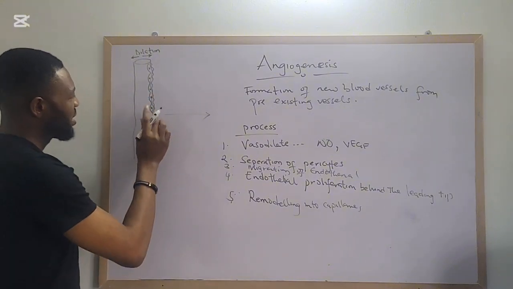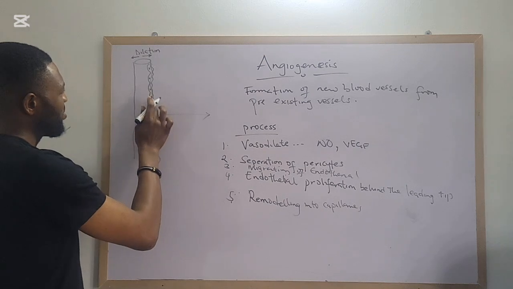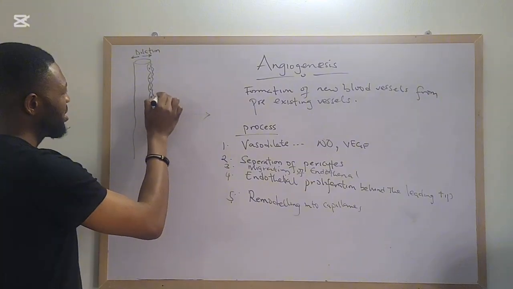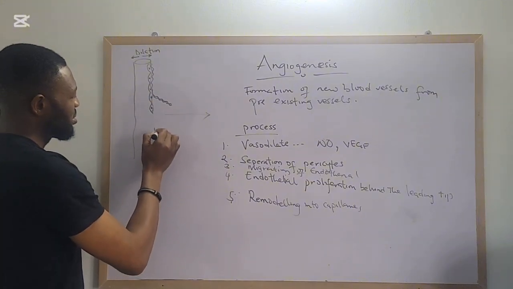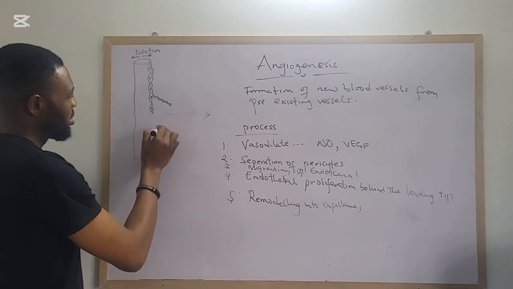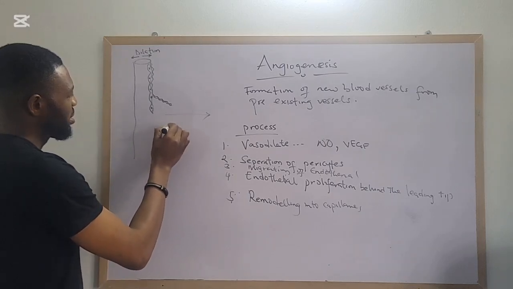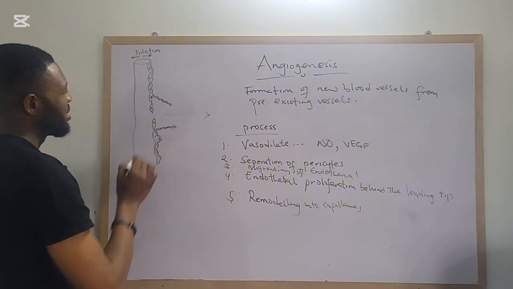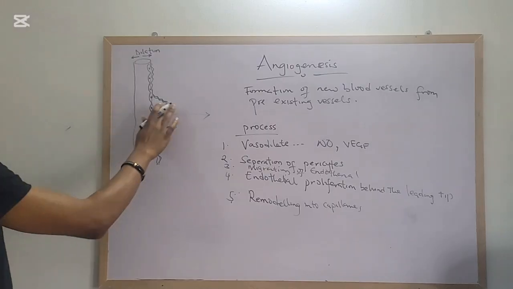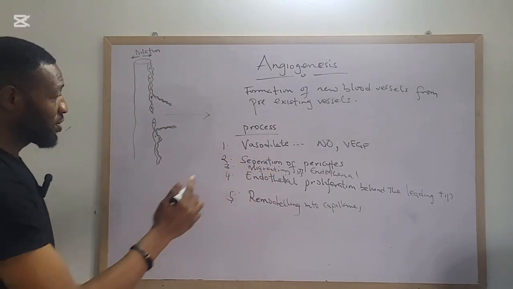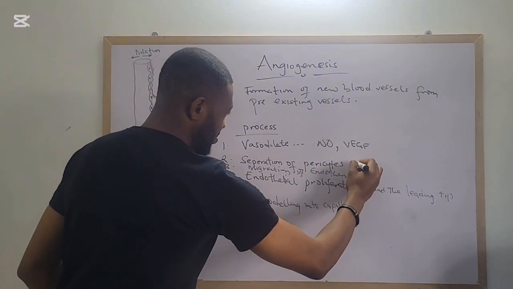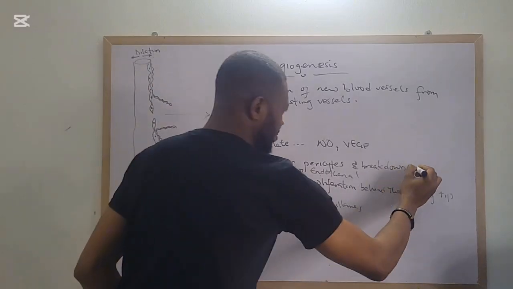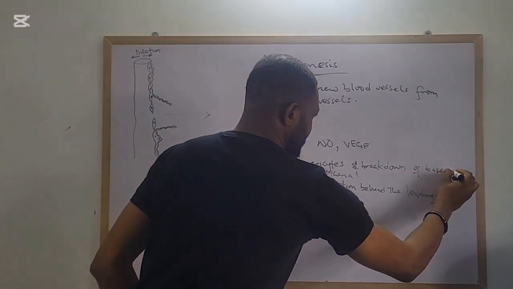Okay, so these pericytes will begin to separate. They will give way, and allow the endothelial cells. That's the separation of the pericytes. And of course, there's also going to be breakdown of the basement membrane. So the separation of the pericytes and breakdown of basement membrane.